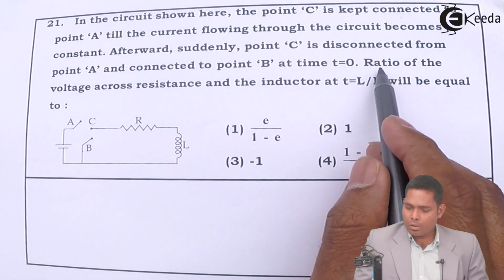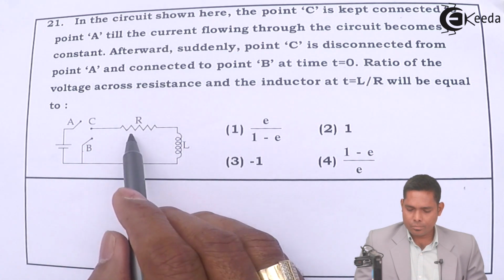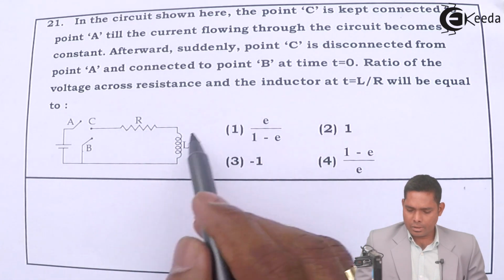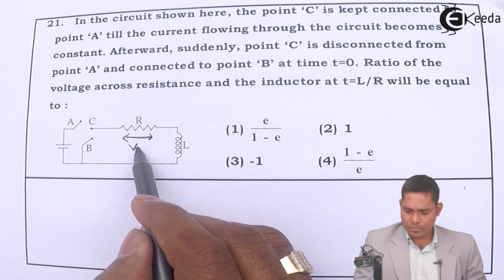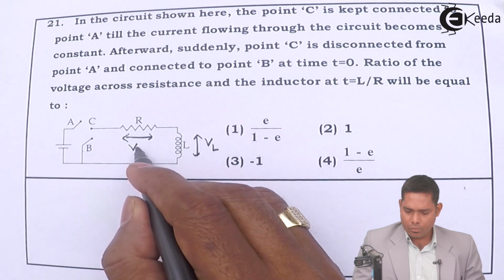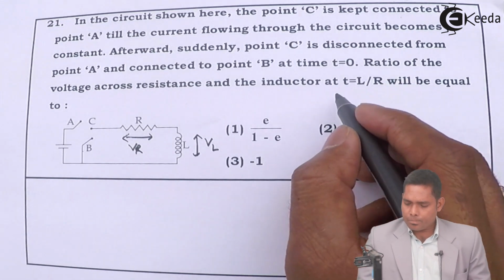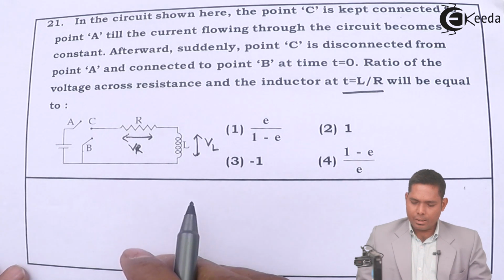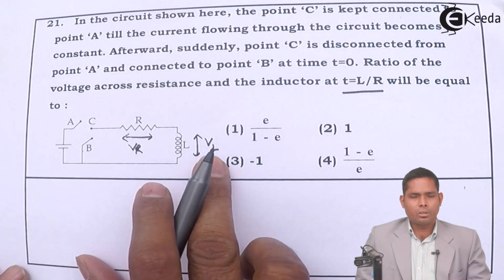Now you have to find the ratio of the voltage across the resistance. Here you have to find the voltage drop across the resistor, that is VR, and the voltage drop across the inductor, that is VL. You have to find the ratio of these two. At what time? At time t equals L by R. So basically you have to find VR and VL.